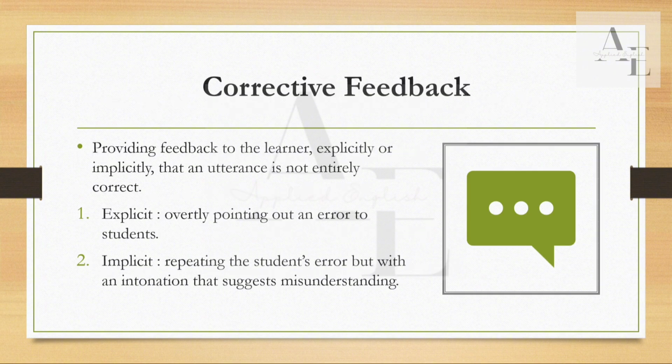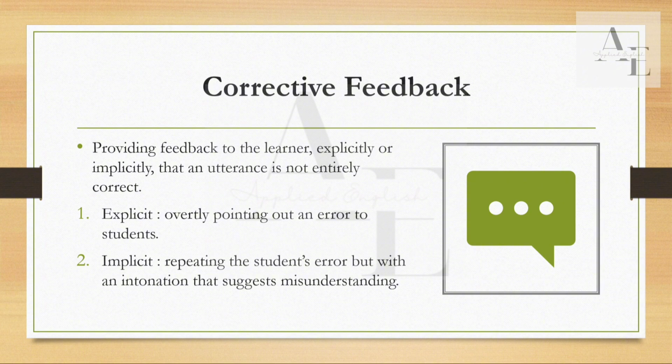Then let's start. We have corrective feedback. We talked about feedback before, like negative feedback and negotiation for meaning. So we will elaborate more on that subject. What do we mean by corrective feedback? It's providing feedback to the learner explicitly or implicitly that an utterance is not entirely correct.